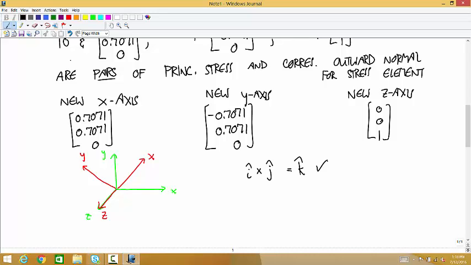And then x cross z equals negative y. So I'll write that as i cross k is equal to negative j. Does that one work? Yeah. And then the last one is j cross k is equal to i. Does that one work? Yeah. Okay, so this is a valid coordinate system, a right-handed coordinate system.